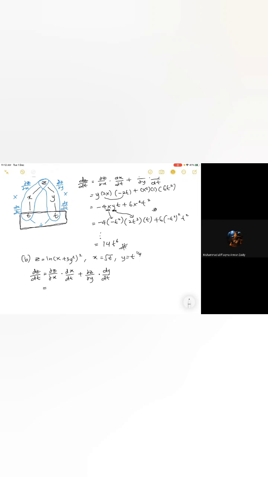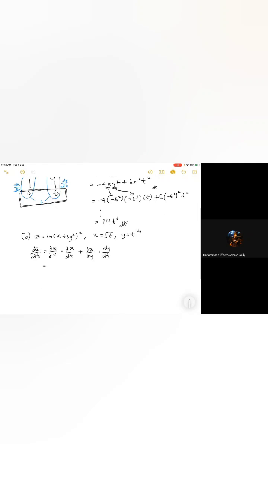Okay, del z del x, dia ada ln kat situ. Sebelum you bezakan x kat dalam tu, you kena bezakan ln. Whenever you differentiate ln, you will have 1 over the x plus 3y squared. Okay, multiply. Now we differentiate the square.